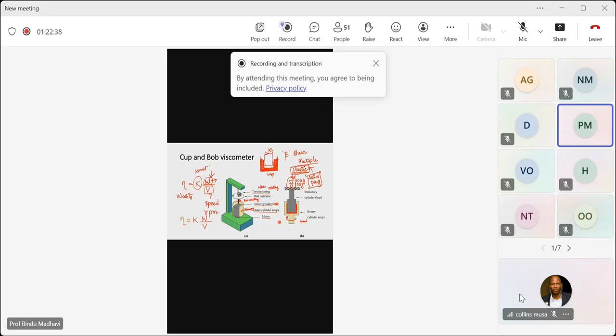So that is the biggest disadvantage, and also the sample required for the cup and bob viscometer is a little large. You may require around 20 ml to 50 ml of sample to be filled between the cup and bob. That is comparatively large when you compare with the cone and plate viscometer, which requires only microliters. So these two are the disadvantages with the cup and bob viscometer. Hope I am clear. Yes.